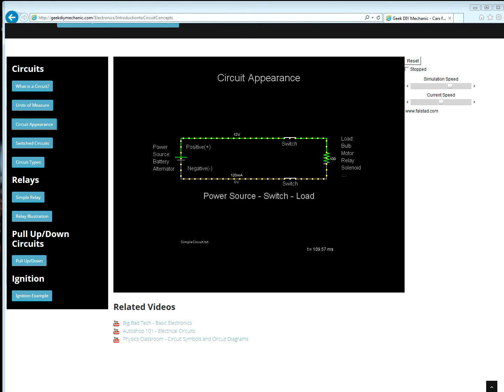Please notice that the circuit representation starts and ends at the battery. Battery is right here, goes all the way around like a racetrack, goes through the switch, goes through a load, goes to another switch, goes through the wire, and goes right back to the battery. Notice the 100 ohm resistor, which can be an actual resistor, a bulb, a motor, a relay, a solenoid, an actuator, or whatever. That's right here, the 100 ohm resistor or load.